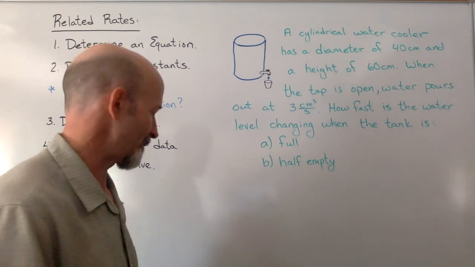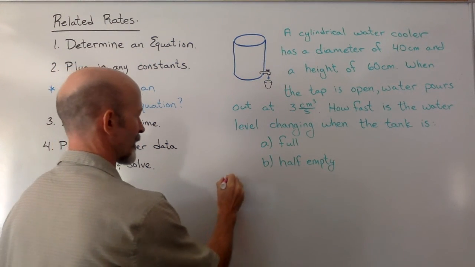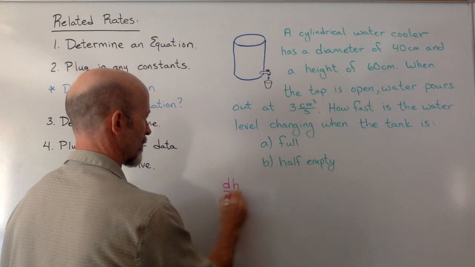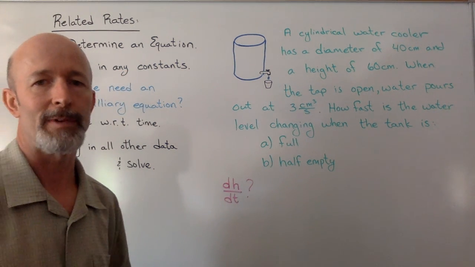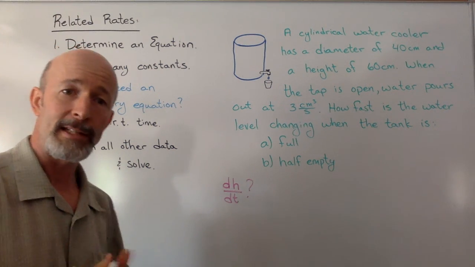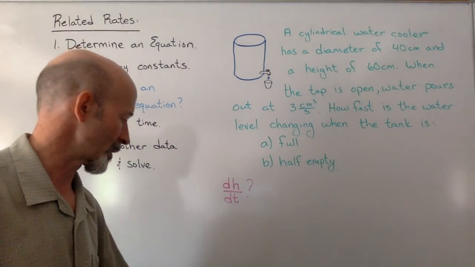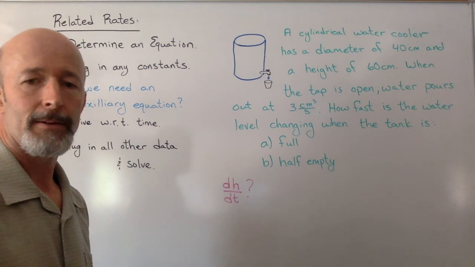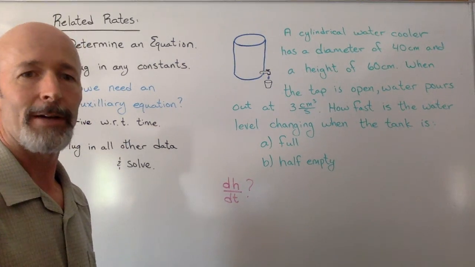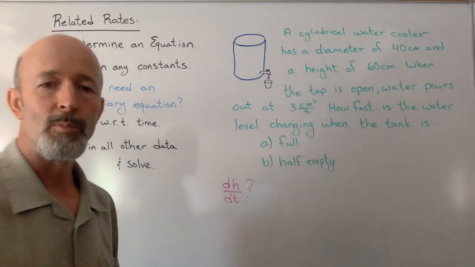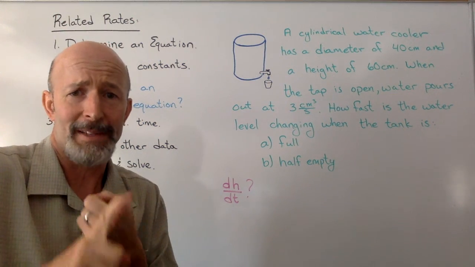Now, when we ask for how fast the water level is changing, what exactly is it that we're looking for? Probably the change in height over time. Okay, so let's go through. We need to determine an equation. What do we know? What are we looking for? Take a second. Okay, what we should be looking for, well, we have the volume of this cylinder.